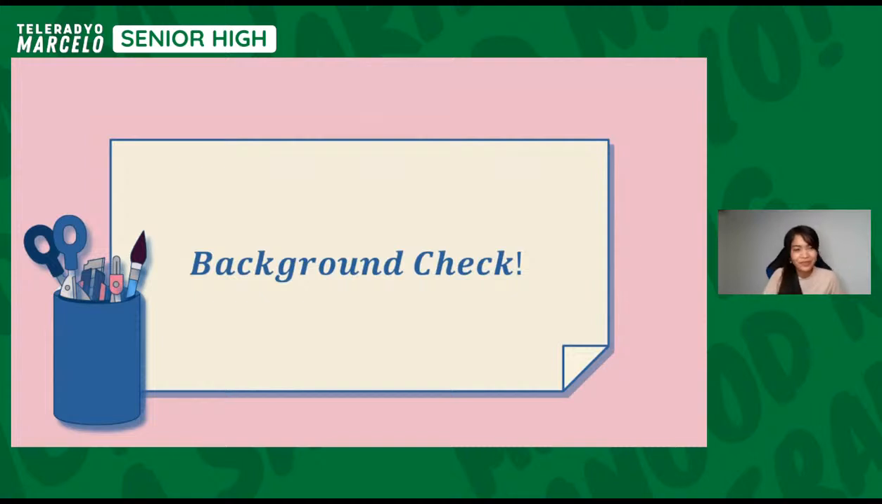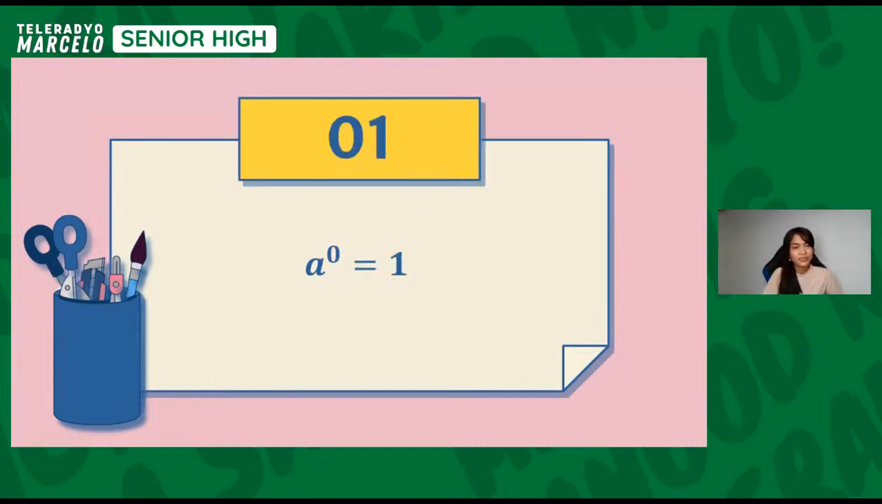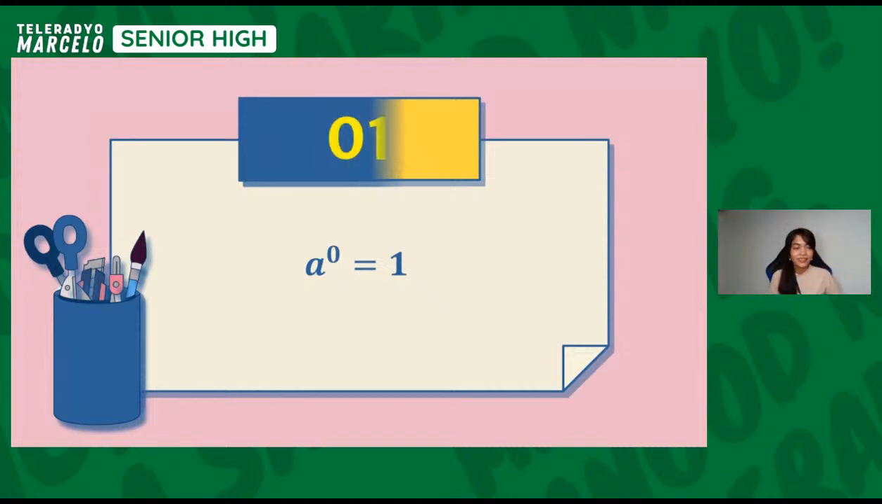Great, let's start. So for the first one, we have a raised to 0 equals 1. Is this true or false? Type in your answers on our comment box. Okay, we have a raised to 0 equals 1. Is that true or false? Okay, time is up. This one is true because any number raised to 0 is always equal to 1.